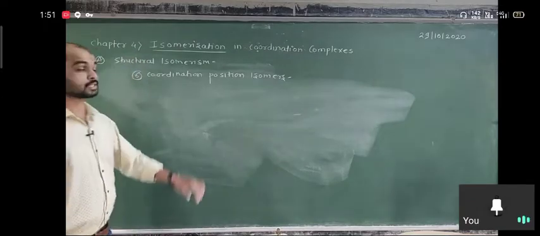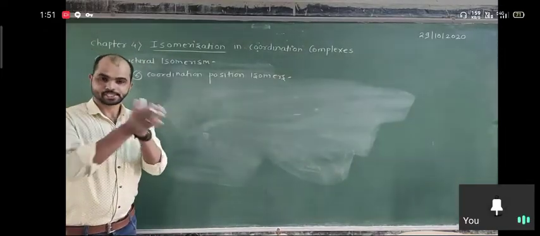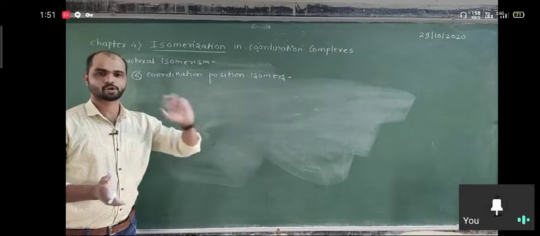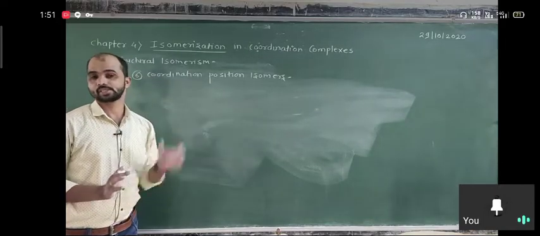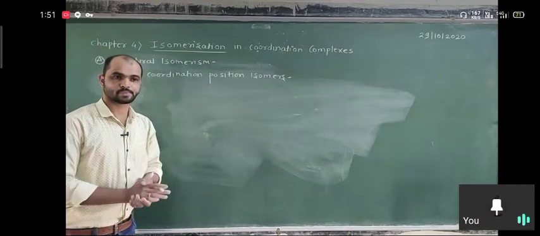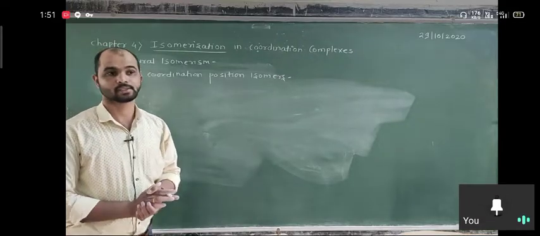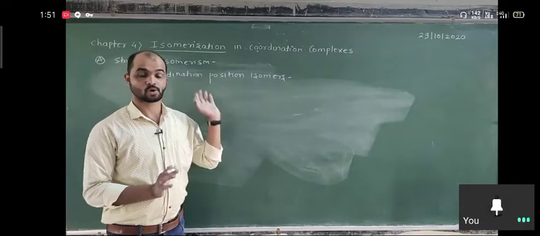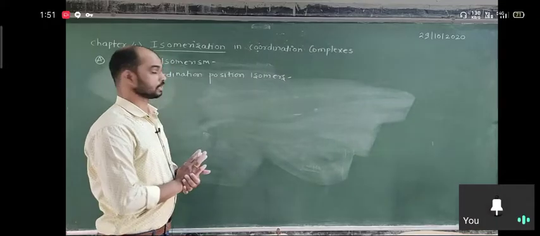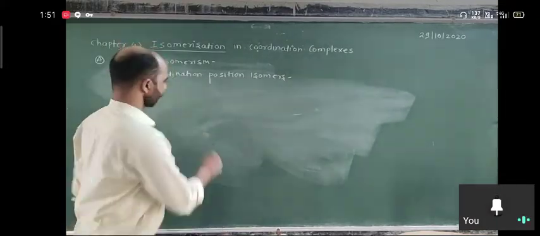Coordination position isomers. Again, it is related to the coordination pair, meaning just the position of the ligand is changed in the coordination pair. Basically, this type of isomerism is possible in bridging complexes. So coordination position isomerism is possible in bridging complexes. You will understand when we consider the example here.